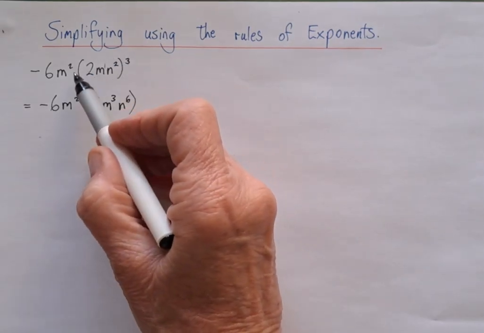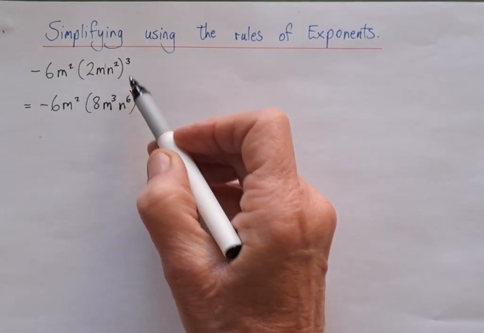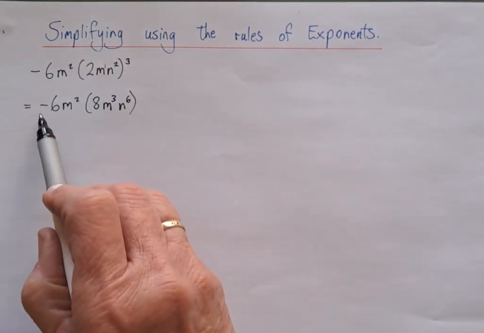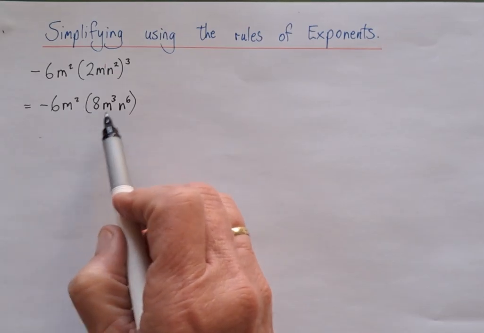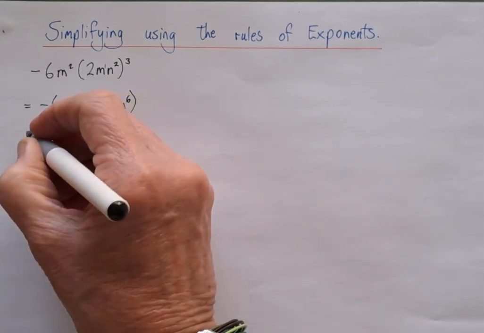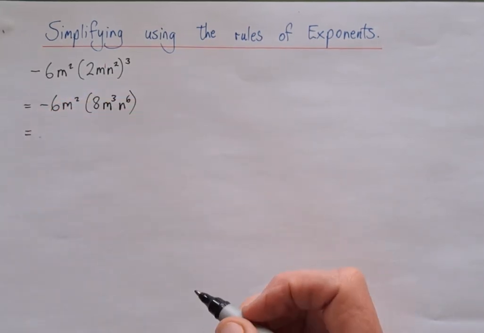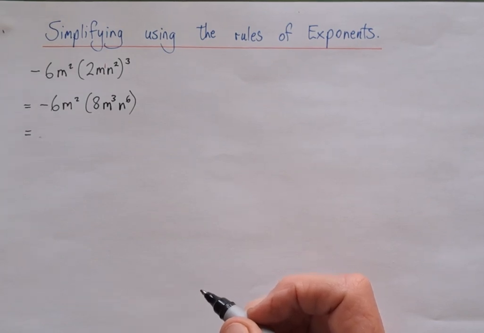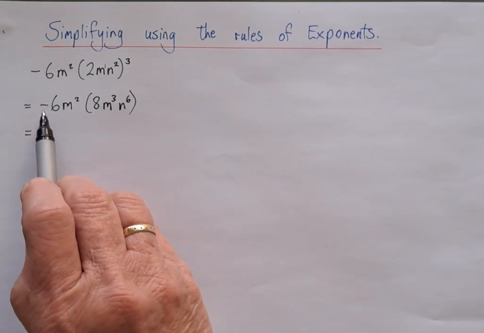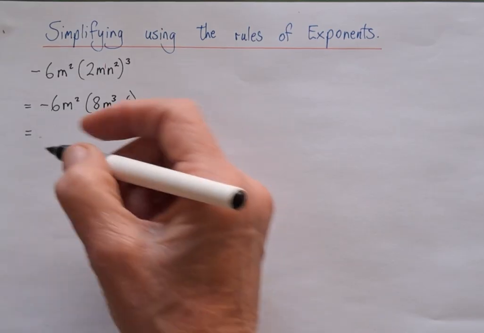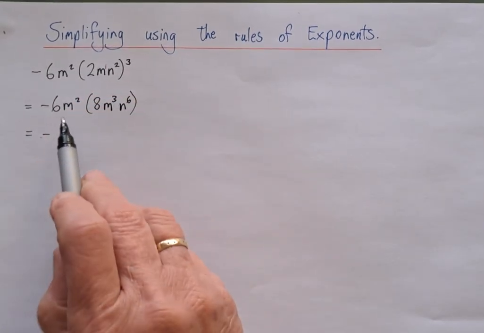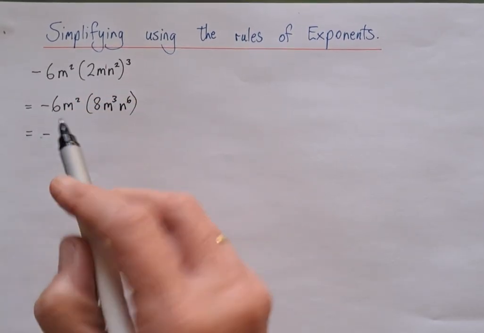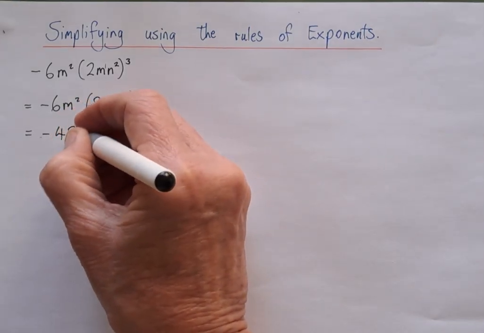So I've worked that part out. I no longer have an exponent outside the bracket. It's simply negative 6m squared multiplied by what's inside the bracket. So now we go back to our method of a 3 or 4 part thought process to get to the final answer. We're going to say negative times positive is negative. Then look at the coefficients. 6 times 8 is 48.